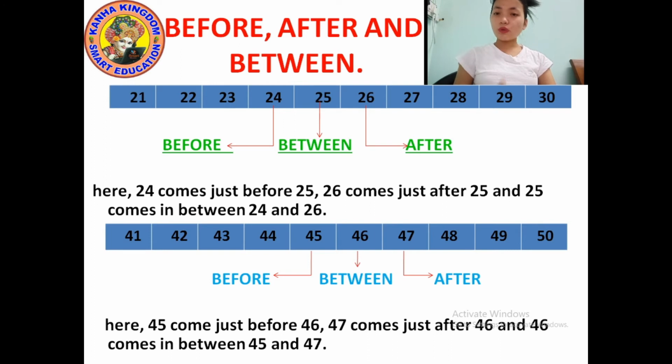Before means the number which comes before a given number. 24 comes just before 25. 26 comes just after 25. And 25 comes in between 24 and 26.